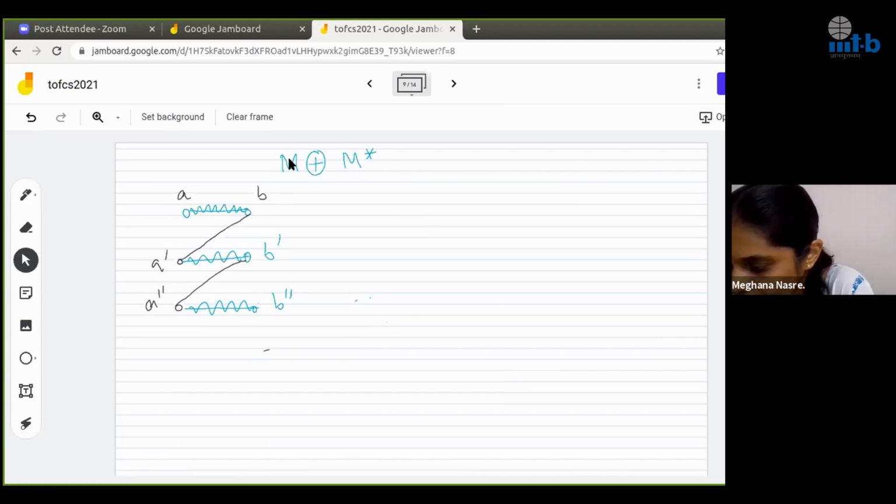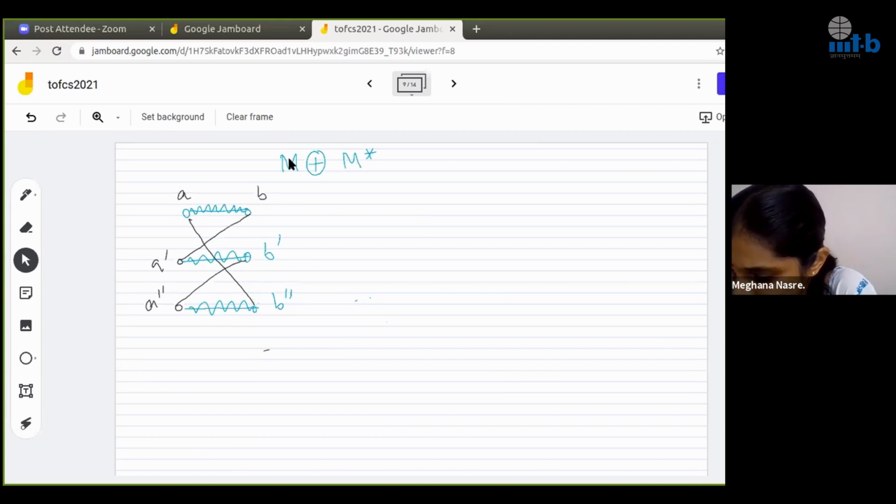So the thing that can happen is that B double prime's matched partner in the matching M star, which is the black matching, can itself be A, and therefore I can connect this B double prime to A in this following manner. That is this, and we can get a cycle, which is called an alternating cycle.